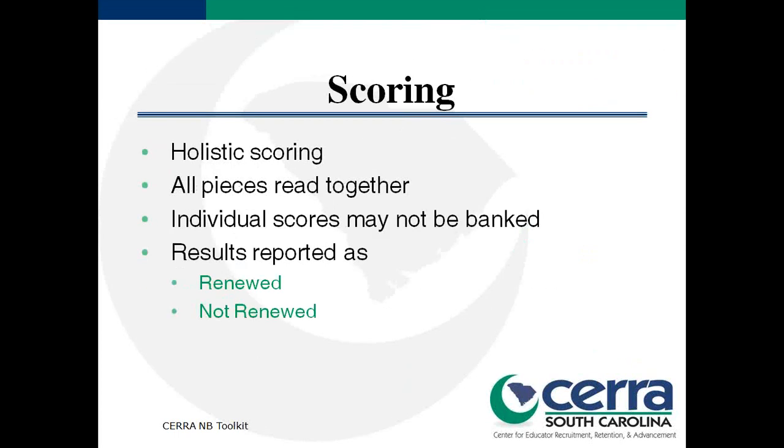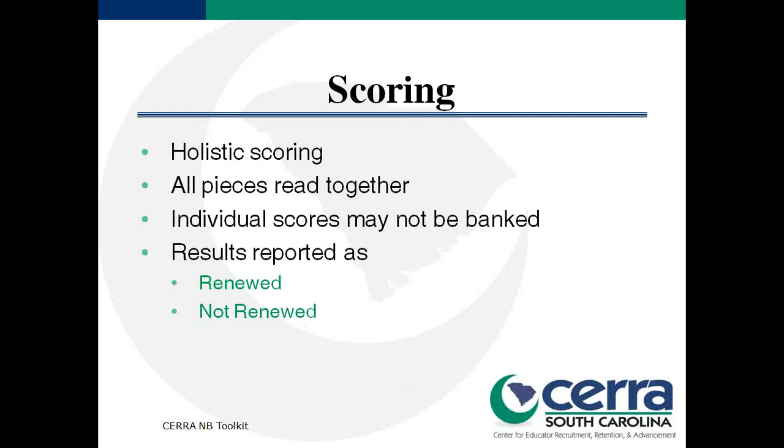I mentioned to you that it's holistic scoring, that all the pieces are read together. We talked about the fact that individual scores are not going to be banked, and that you get a response of either renewed or not renewed. Your entries are going to be scored by NBCTs. It's all scored as a unit, and if the scorers don't agree, there'll be 2 people that are going to score. Then there's going to be a third read. So let's say one of us says renewed, one of us says not renewed, then that third read is always going to be a trainer or a supervisor. And so you'll have that person.